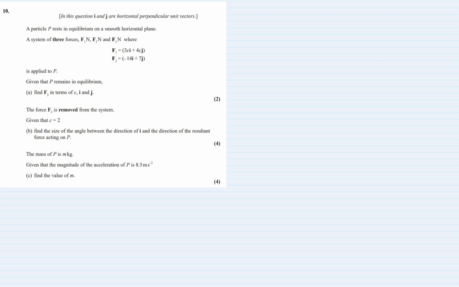So starting the mechanics section of the paper on question 10, we know that i and j are the horizontal and perpendicular unit vectors. So we know that i is 1 unit in the x direction and j is 1 unit in the y direction. We've got a particle P resting in equilibrium on a smooth horizontal plane, and we've got 3 forces acting on P. So these 3 forces have to add up to 0 if we're in equilibrium. So we know for part A, F1 plus F2 plus F3 is equal to 0.